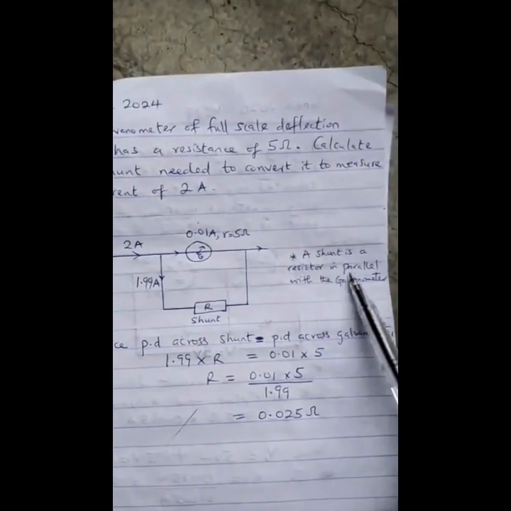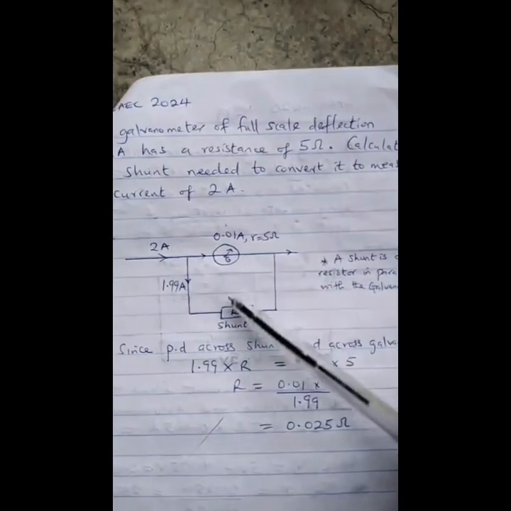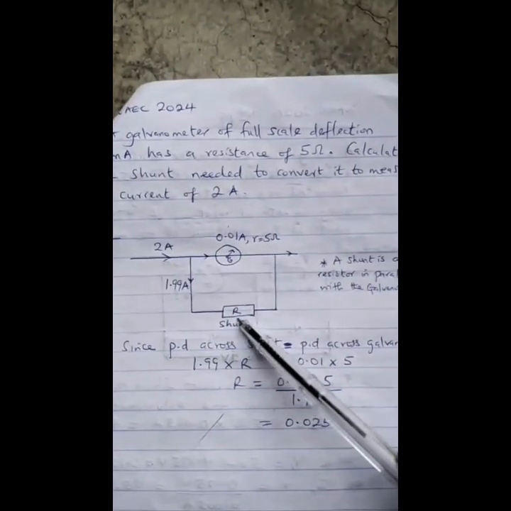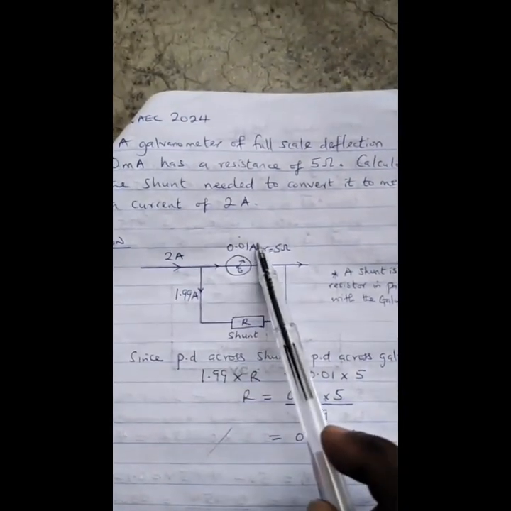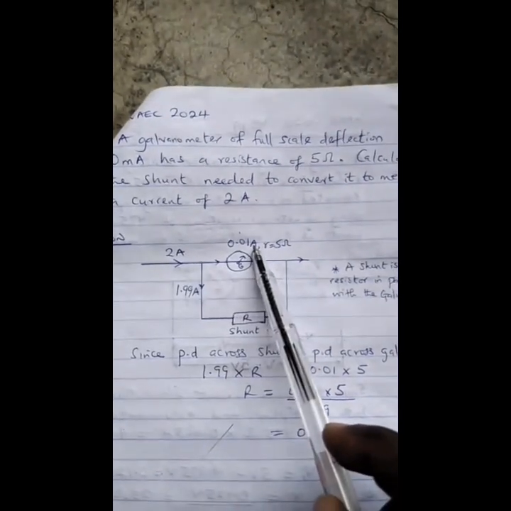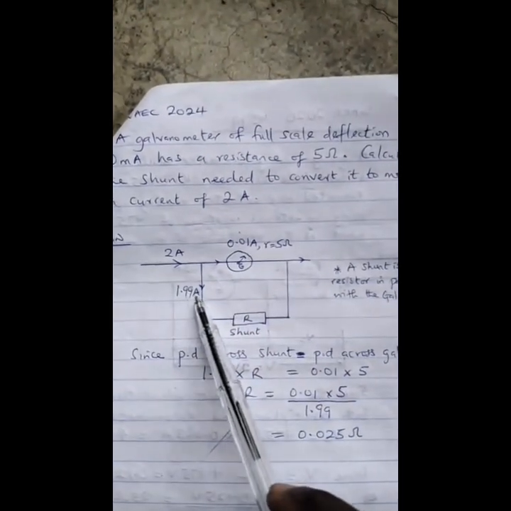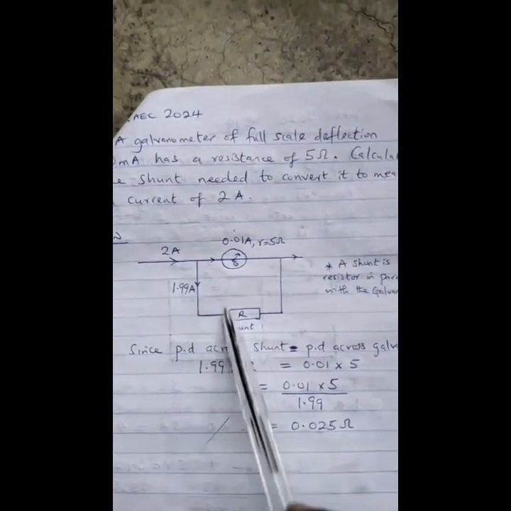Remember, a shunt is a resistor in parallel with the galvanometer. So this is our galvanometer, and this is our shunt, our resistor in parallel. So it's called a shunt. It's taking much of the remainder current. So if 0.01 ampere passes out of this 2 amperes, take 0.01 ampere out of 2 amperes, we're left with 1.99 amperes.